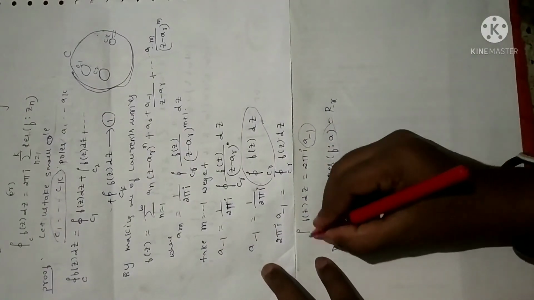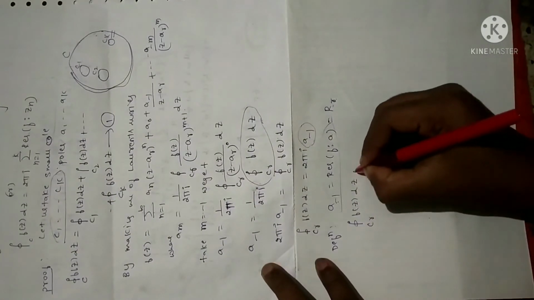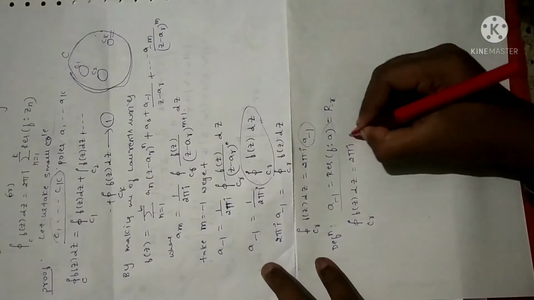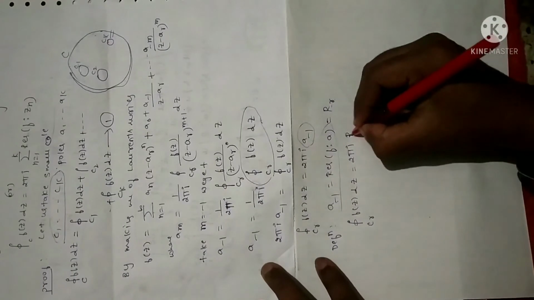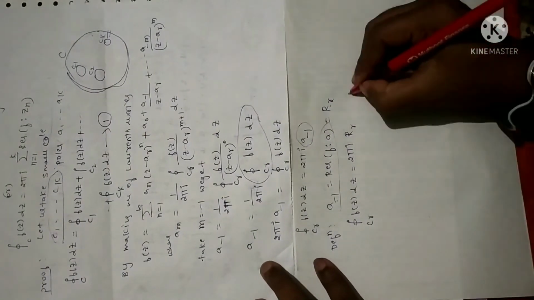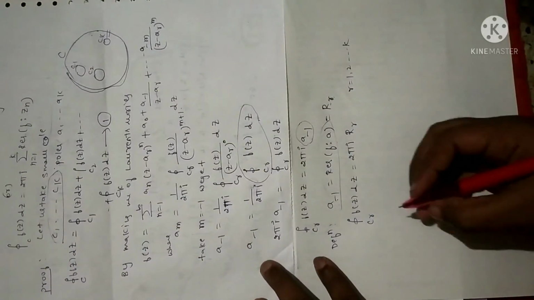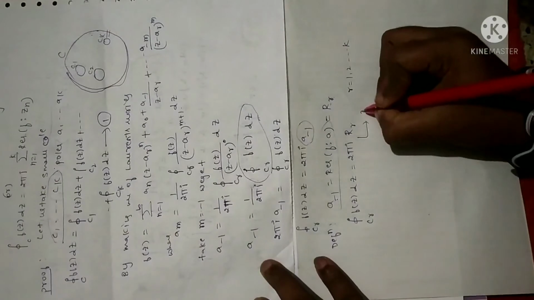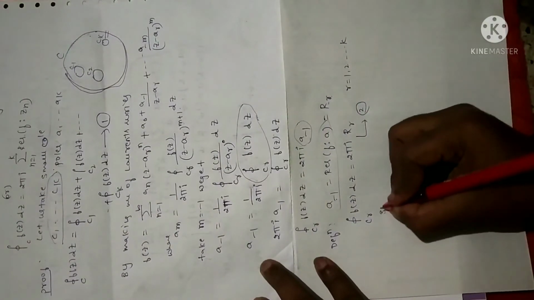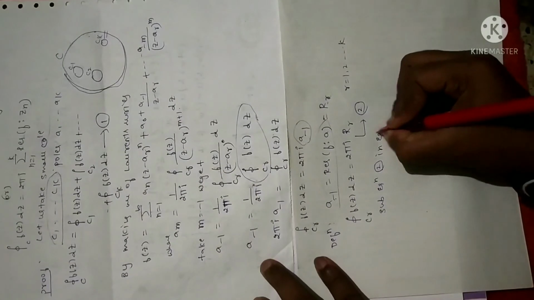Thereby I can write integral over a curve C r f of z into dz is equal to 2 pi i into residue, none other than capital R of small r. Fine. Just a replacement I have done where r value ranging from 1 to k. Clear? Now let me take this as equation 2. Now I am going to substitute equation 2 in equation 1.